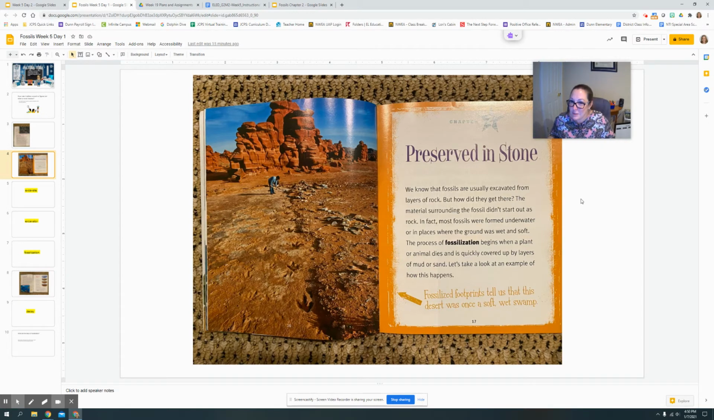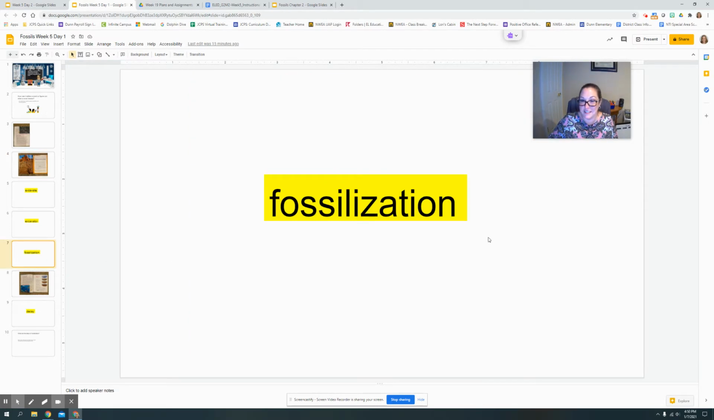Let me look at my glossary. I wonder if that one's in here. It is. It's right here. Fossilization. The process of turning into a fossil. I was right on that one. So I made us another word card for fossilization.